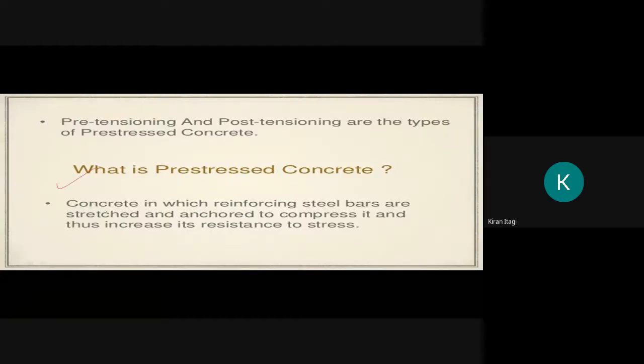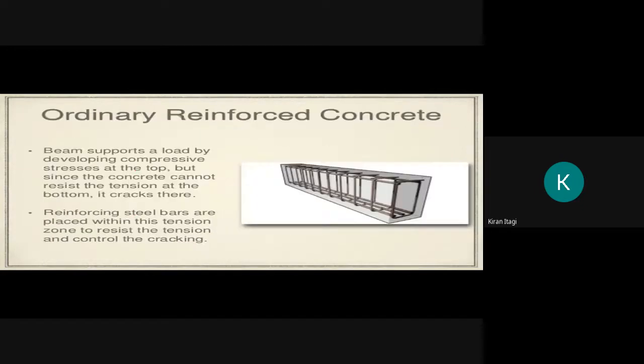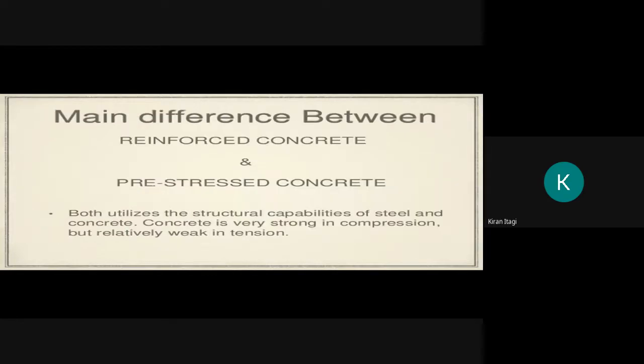The definition again: concrete in which the reinforcing steel is stretched and anchored to compress it, thus increasing its resistance to stresses. Now we will see the difference between prestressed concrete and RCC. That is also important from the exam point of view. In RCC, only the concrete above the neutral axis is effective, and the concrete below the neutral axis is ineffective. Do you know what is meant by neutral axis?